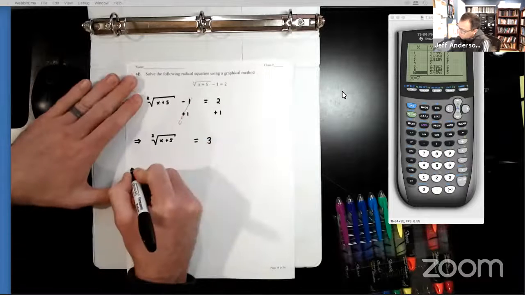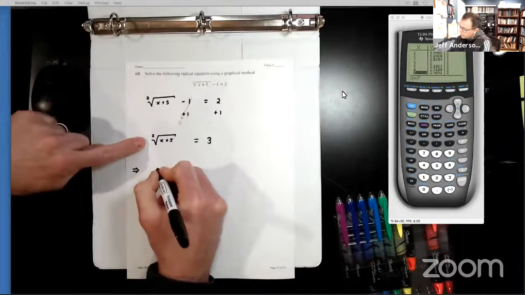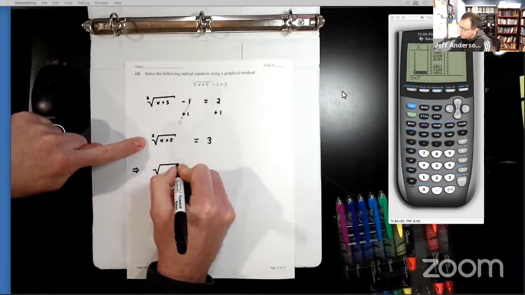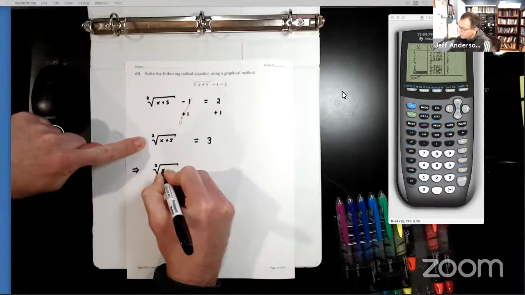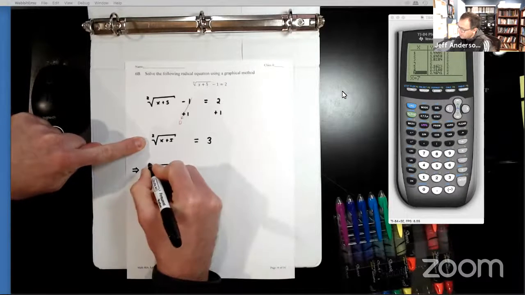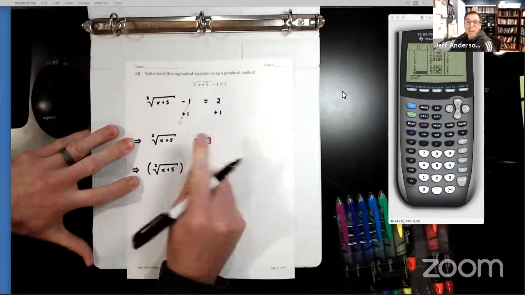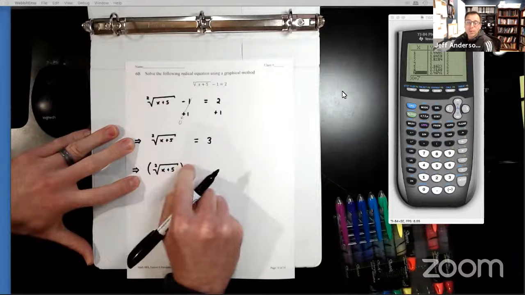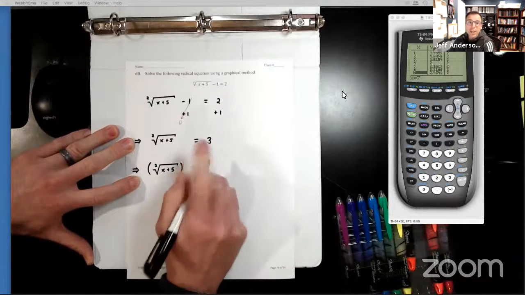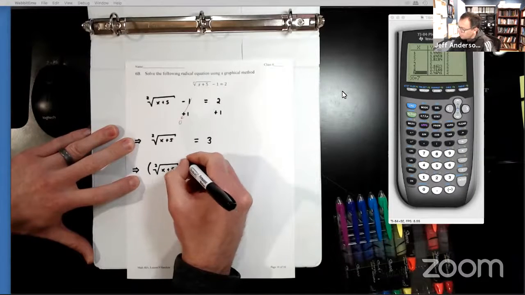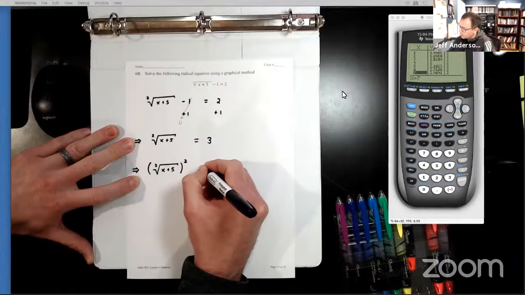All right, well, this is a square root, and we want to get rid of the square root operation. So we might ask ourselves, what is the opposite of a square root? What operation undoes a square root? And if we remember from our previous lives, squares undo square roots. So the inverse operation of a square root is a square.